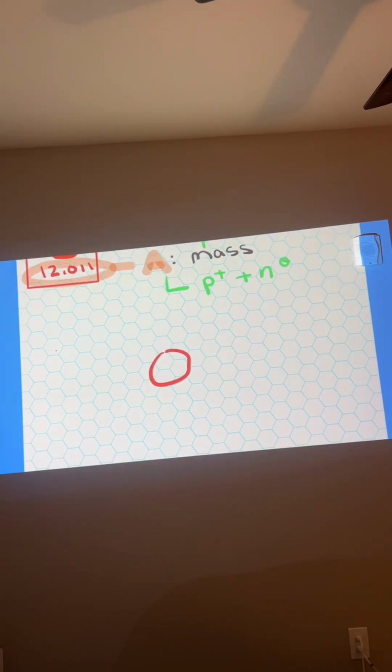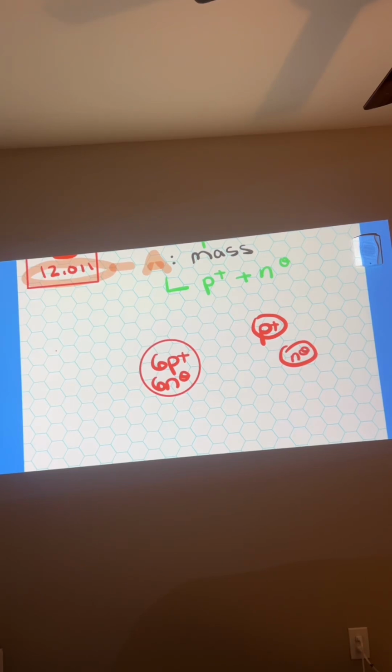Now we can draw the atom of carbon. First we are going to draw the nucleus, which is going to have the protons and the neutrons inside of it. Carbon has 6 protons and 6 neutrons. And if you wanted to, you could individually draw the protons and neutrons like so. I did this when I first started just to get a visual effect.